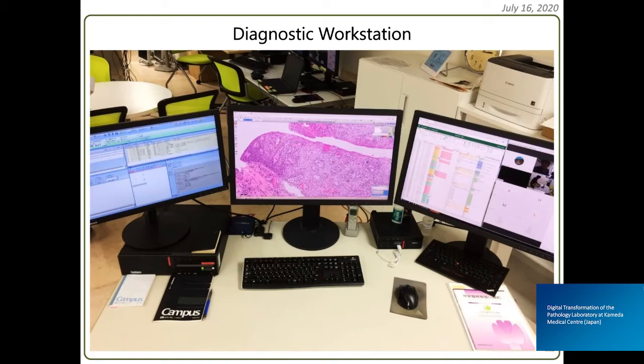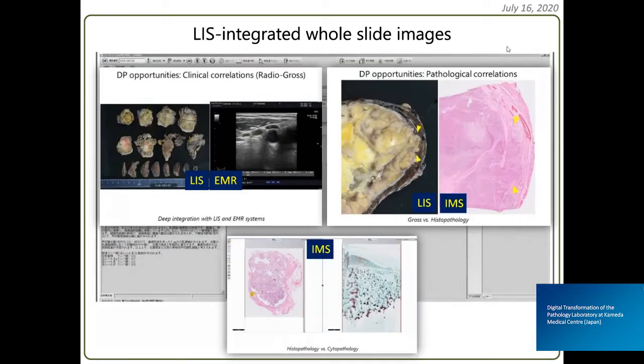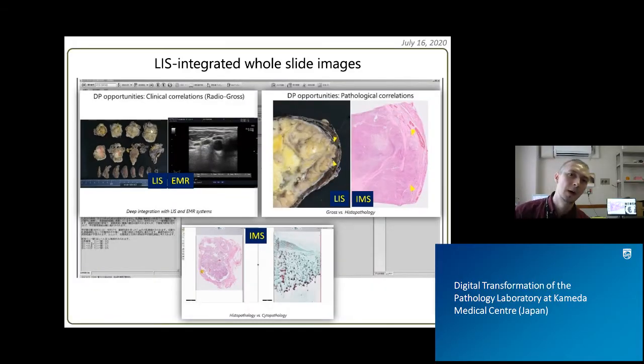Such a setup with several screens is very helpful for making correlations while you are dealing with the diagnostic process. For example, we can plot radiology on one screen and gross images from your LIS on another screen. We can do correlation between grossing and microscopy, or between histology and cytology, for example. So all of this facilitates our diagnostic process a lot.